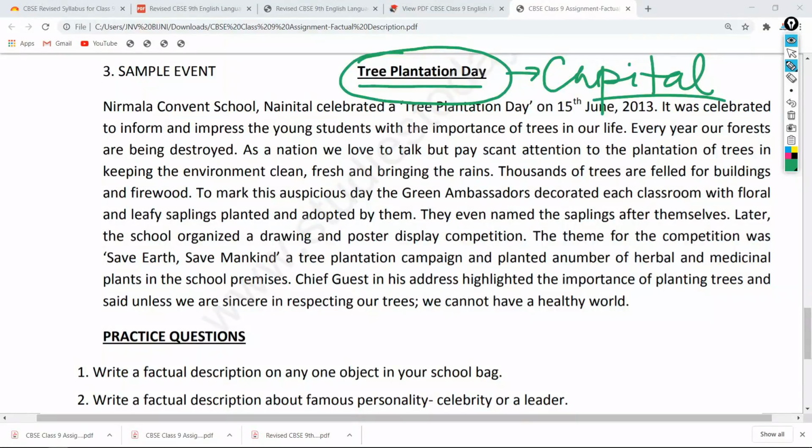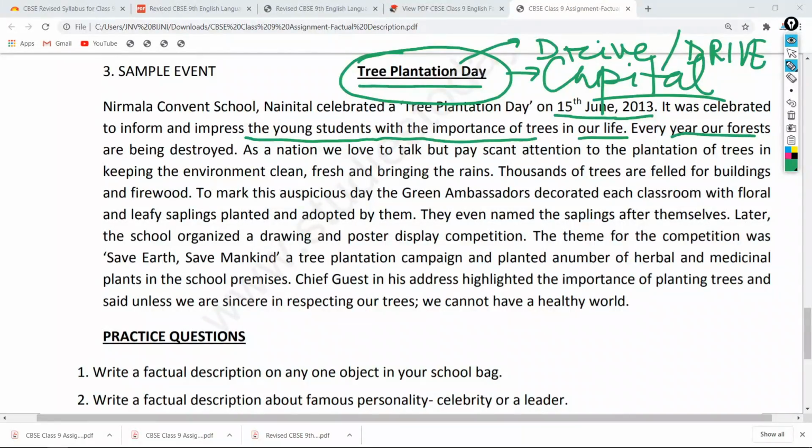Tree plantation day, or tree plantation drive, D-R-I-V-E. Better to write in capitals. So we go to the paragraph. Nirmala Convent School, Nainital celebrated the tree plantation day on 15th June 2013. It was celebrated to inform and impress the young students with the importance of the tree in our life.